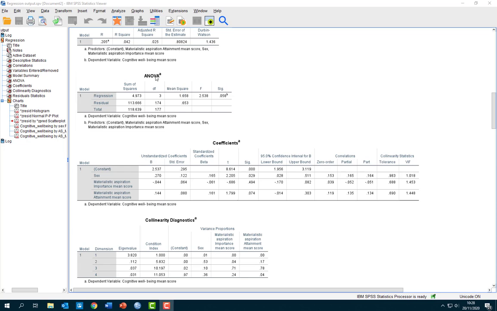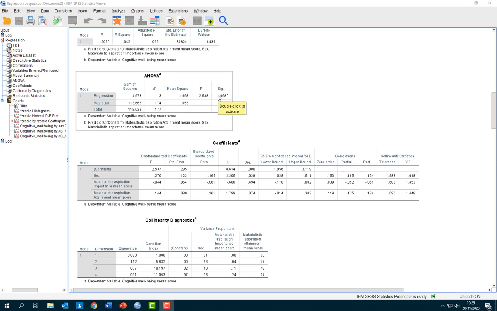The next thing we would look at is the statistical significance of the model. If our model overall is statistically significant, it means that it's better than just using the mean of the outcome score, guessing someone's score on cognitive well-being. What we're looking for is that the value in the significance column is 0.05 or smaller. And we can see that it's not. It's actually over 0.05. This suggests that overall our model is not statistically significant, so it's essentially not better than just guessing someone's cognitive well-being score. That's not a good sign.